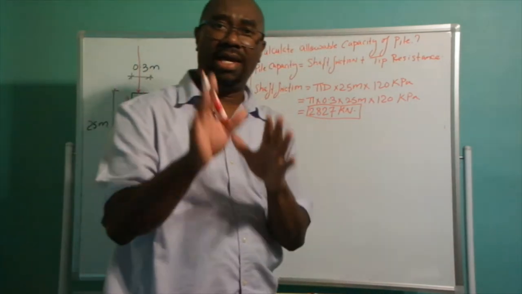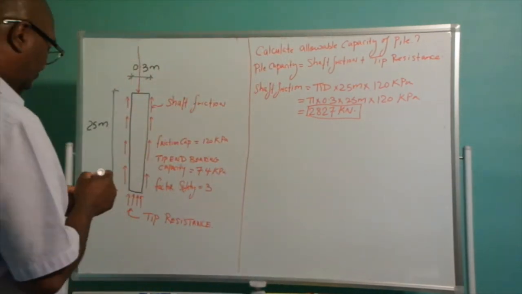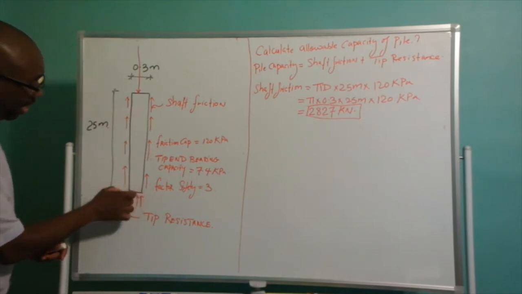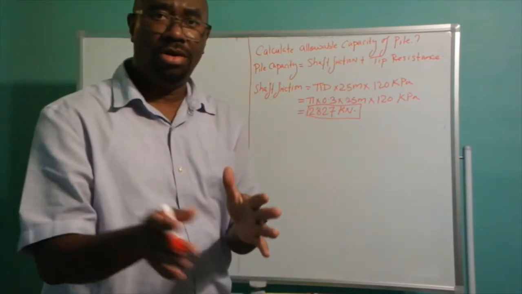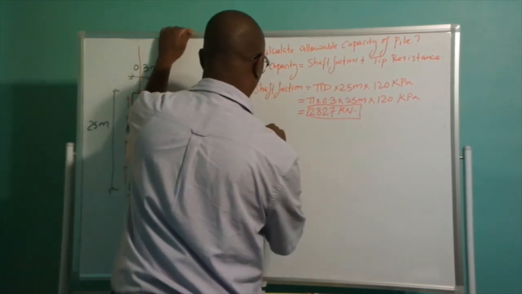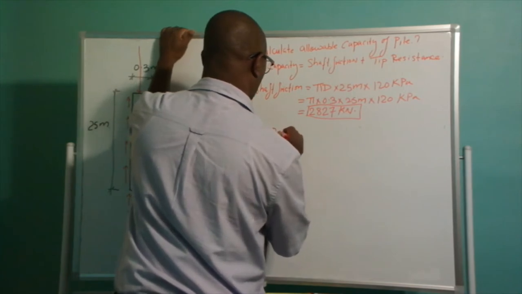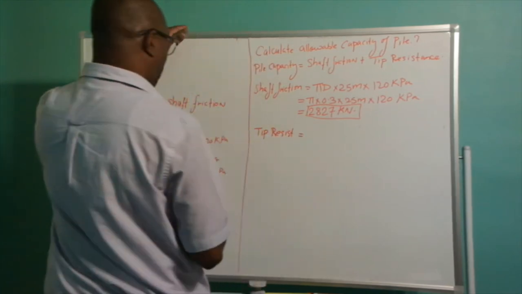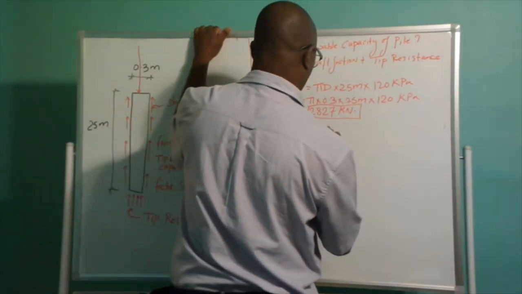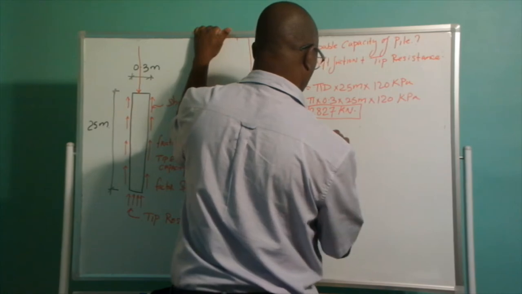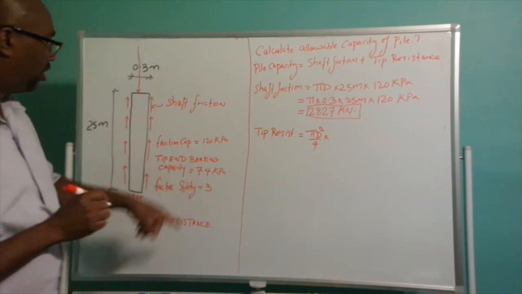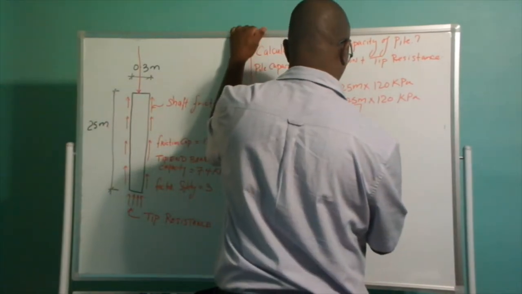So I'm going to calculate now the tip resistance. The tip resistance is going to equal the cross-sectional area of the pile, which is pi d squared over 4. That's how we find the area of a circle. So the tip resistance is going to equal the cross-sectional area of the pile at the base, which is pi d squared over 4, times the tip end bearing capacity, which is 7.4 kilopascal.